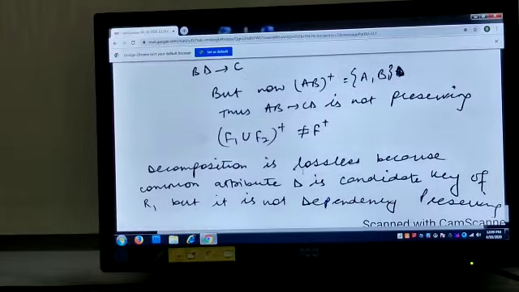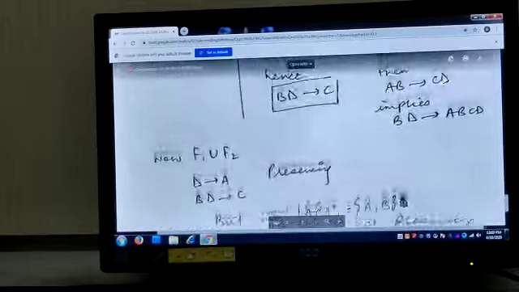Lossless is a required property, it's a mandatory property. Your normalization should be lossless, but dependency preservation is not a mandatory property. I hope you understood it.